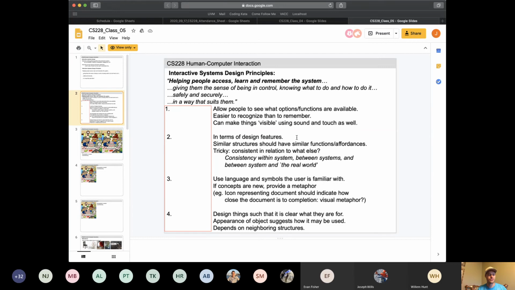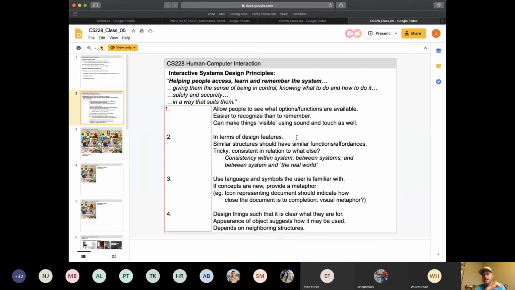And then number 2 is consistency. If you guys have something to write these in, I'll just read them first. 3 is familiarity, and then 4 is affordance. So consistency: similar structures should have similar functions, or I'll call them affordances. We haven't really talked about that yet. And for familiarity, you want to use language and symbols that a user is familiar with, or concepts that provide similar metaphors.